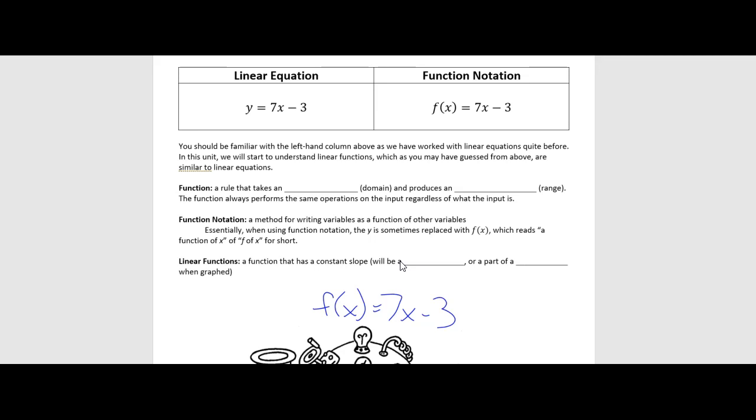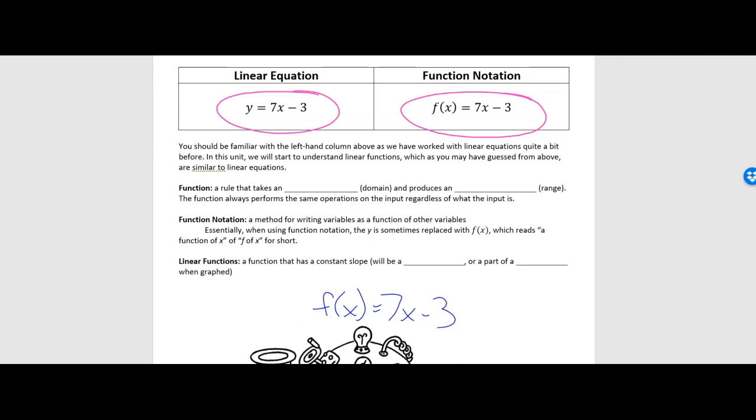You'll notice that those two equations, the only difference is that they replace the y with f of x. Well, that's just function notation. We read that f of x. So you should be familiar with the left-hand column, as we've worked with linear equations quite a bit before. In this unit, we'll start to understand linear functions, which, as you may have guessed from above, are similar to linear equations.